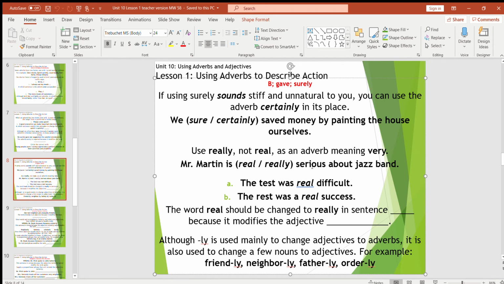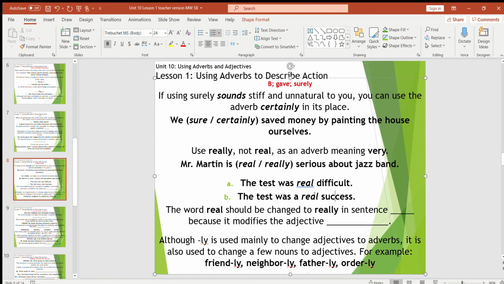So if the test was real difficult versus the test was a real success, the word real should be changed to really in which sentence? In A. Why? Because it modifies what adjective? Difficult. The test was really difficult. Whereas success in this sentence is a noun, so real as an adjective does work.